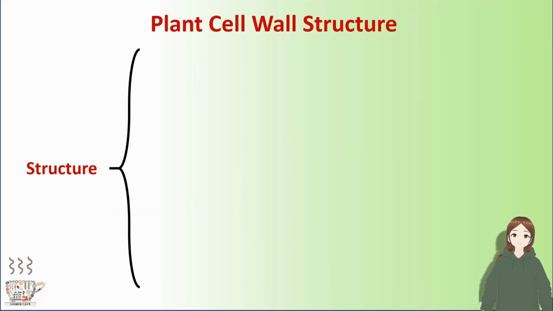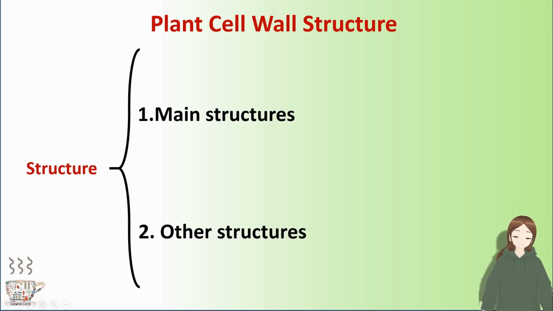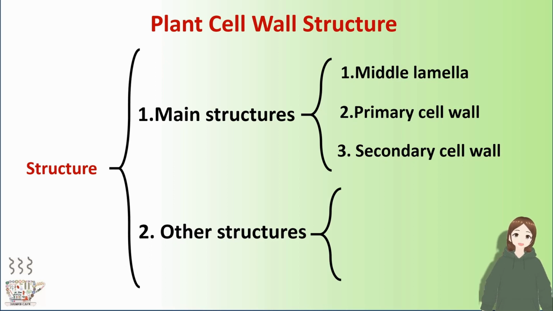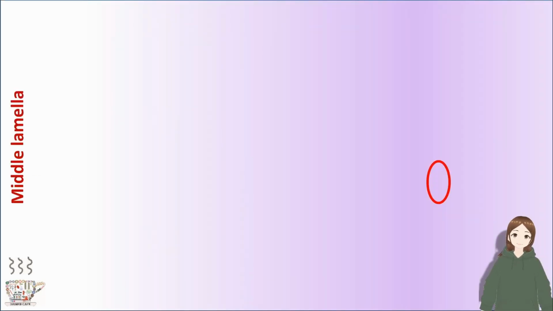Plant cell wall structure has two parts: main structures and other structures. Main structure has three parts: Middle Lamella, primary cell wall, and secondary cell wall. Other structures has two parts: Plasmodesmata and pits.